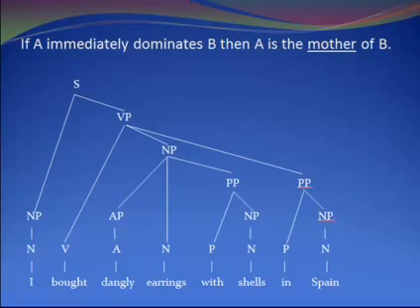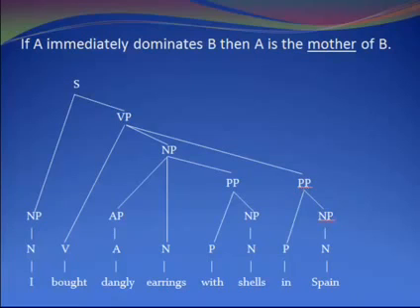The NP in Spain has one daughter, N. The V has no daughters, because the word is just a word. The prepositional phrase with shells has two daughters, a preposition and a noun phrase. Of course, if you want to talk about the relation between the prepositional phrase and the noun shells, you can also say that the prepositional phrase is the grandmother of the noun shells.